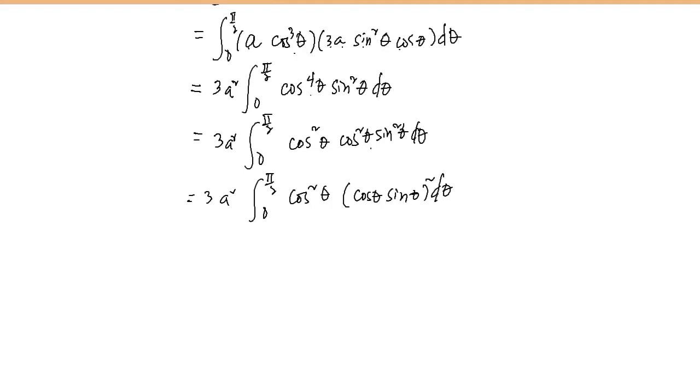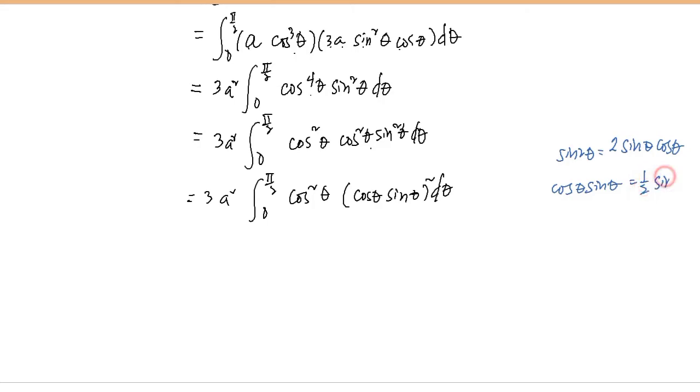But if we recall from our trigonometric identities that the sine of 2 theta is equal to 2 sine theta cosine theta. So meaning the cosine theta sine theta is just equal to 1/2 sine of 2 theta. So we now replace this cosine theta sine theta with 1/2 sine 2 theta.